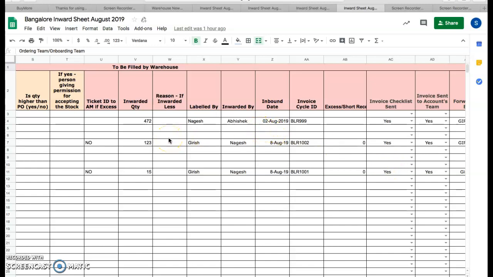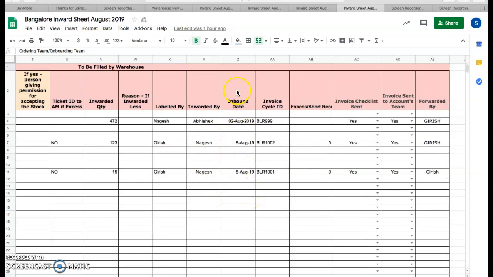The primary columns are invert quantity, which tells us whether the complete quantity has been inverted or not. If you're not able to invert any quantity because of shipment errors or being unable to generate labels, kindly mention it here. Also mention who was responsible for labeling and inverting. What was the date of invert?